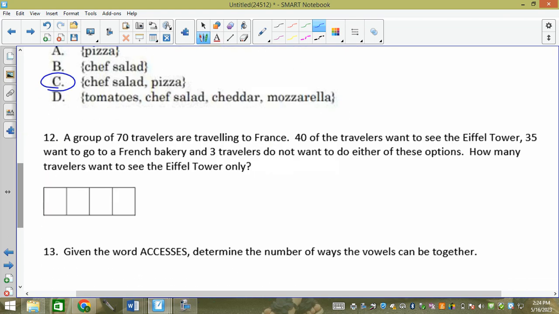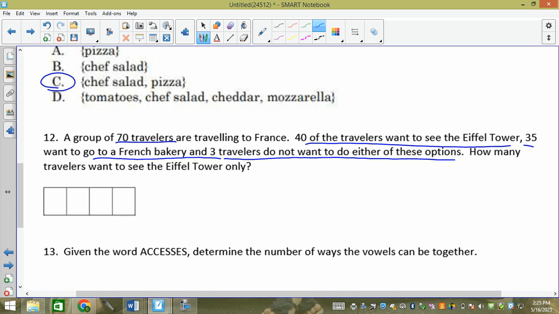12. We have a group of 70 travelers traveling to France. 40 want to see the Eiffel Tower. 35 want to go to the French bakery. And 3 travelers do not want to go anywhere. How many want to see the Eiffel Tower only? What do I have to find first?